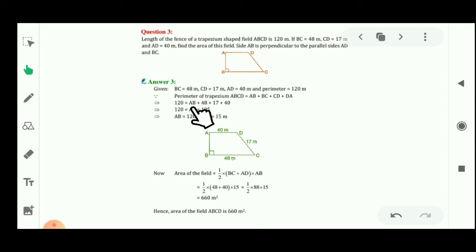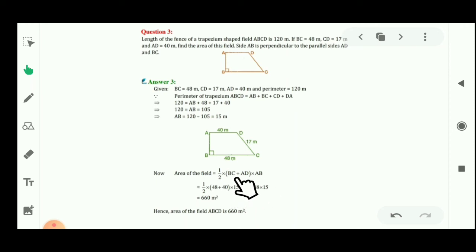So the perimeter's value is given in the question, that is 120. AB's value is not given in the question, but BC's value is given, CD's value is given, and DA's value is given. So firstly we have to find out the value of AB, that means 15 meter. Now students, when we find the value of AB, this will be the height of the trapezium, that means the height's value is 15 meter, you can see here.